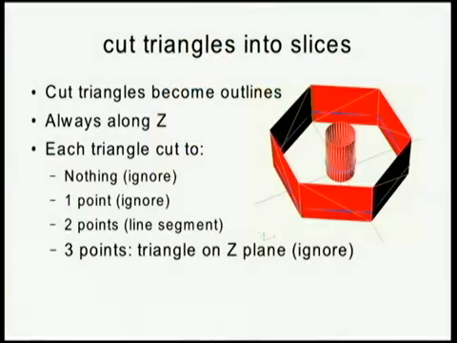So, let's get into cutting the triangles to get our outlines. Triangles are easy to cut along Z. You can only get 4 types of results. Nothing if you're trying to cut above or under them. 1 point if you're just catching a vertex. 2 points when you're cutting along 2 edges of the triangle. And if you get 3 points, that means your triangle is fully in your plane of cut and it's not contributing to your outline, so you can safely ignore it.